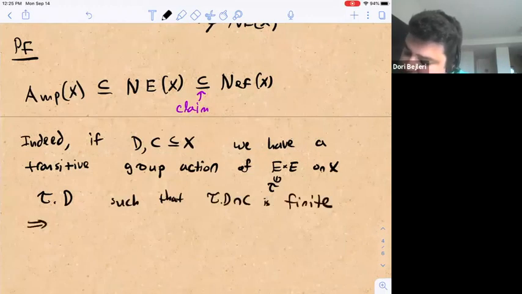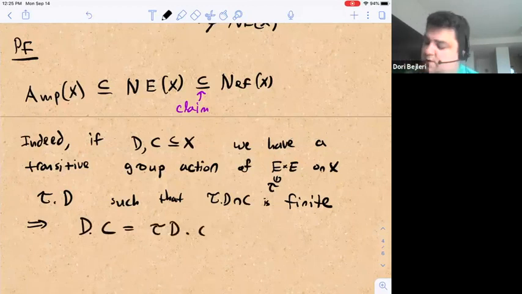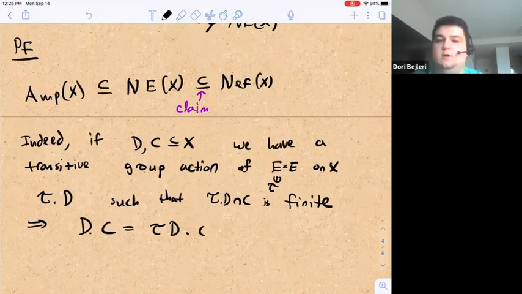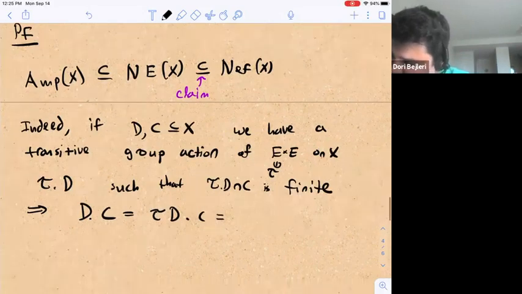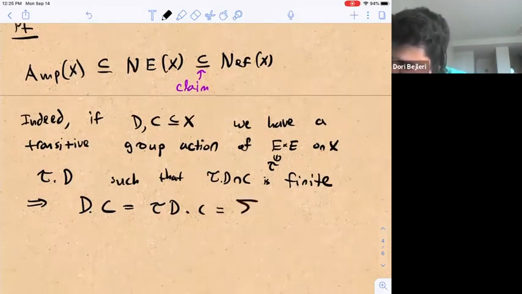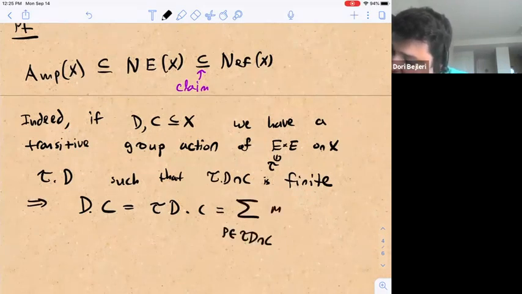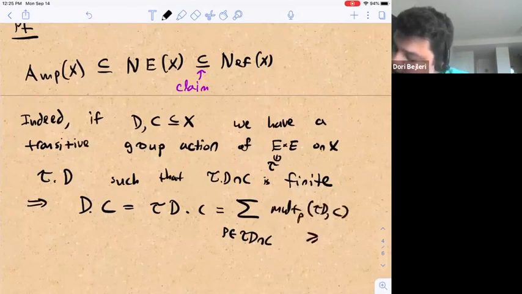But then that tells us that the intersection of D with C is equal to the intersection of tau D with C, because E cross E is connected, so any translates are all going to be numerically equivalent. And because the intersection is finite, this is the same as the sum over intersection points of some multiplicity, which is non-negative. And so this whole thing is non-negative.